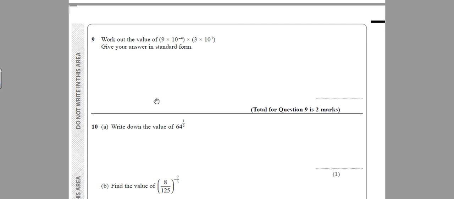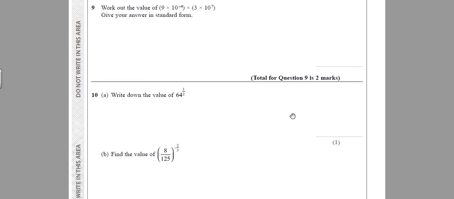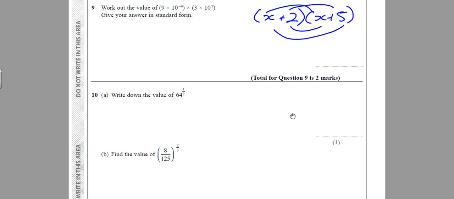Okay, next one, standard form. Love about this. Whenever we multiply two standard form numbers, a lot of people think it's like x plus 2 times x plus 5, so we do the smiley face method. That's not true, because this isn't 9 plus 10 to the power of minus 4, it's 9 times 10 to the power of minus 4.